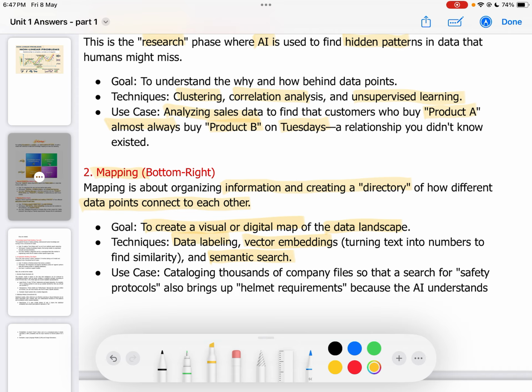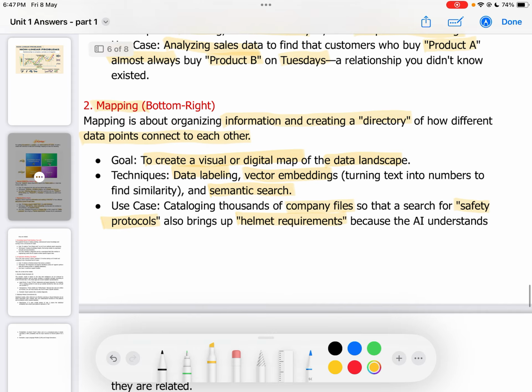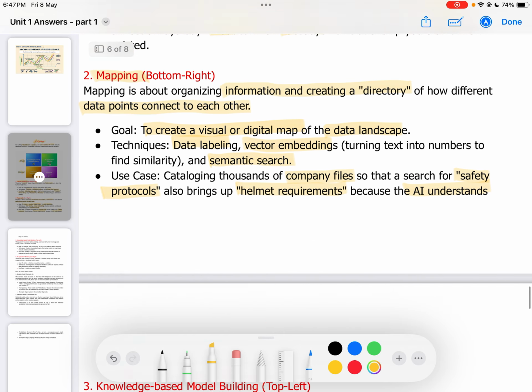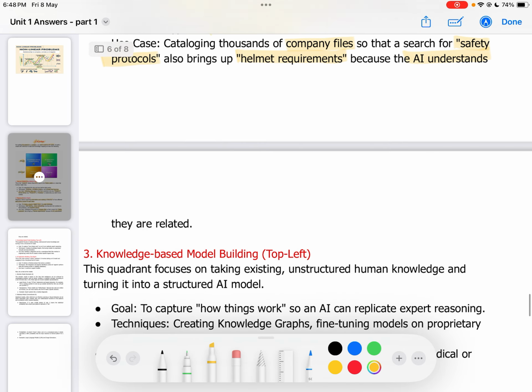So, assume a factory is cataloging company files, thousands of company files. And if we search for safety protocols, automatically it will pull up helmet requirements because AI understands they are related.